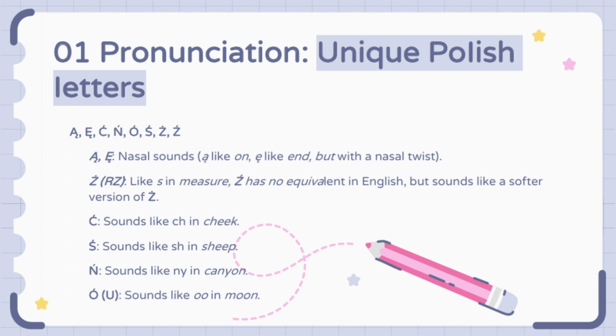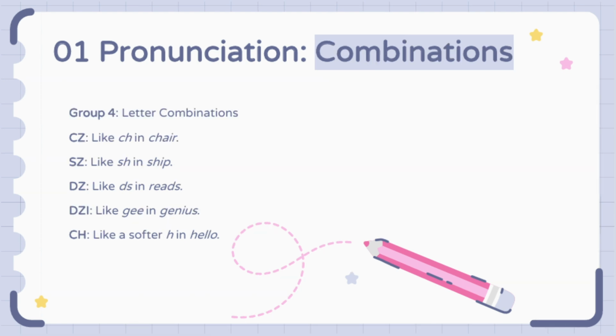For chi, it sounds like ch in cheek. For si, that sounds like sh in ship. I mean, not quite, but it's the most similar that I was able to find in English. For ni, that sounds like ny in Kenyan. And u, that is once again spelled in two different ways depending on the word. Sounds like double O in moon.